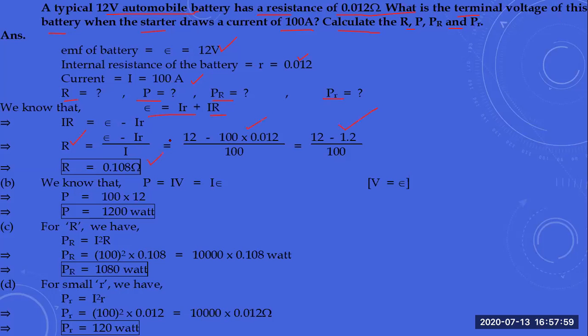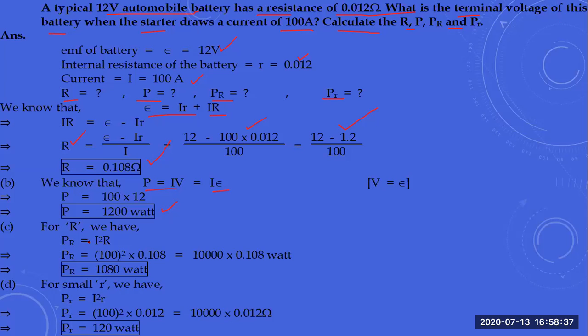That is 0.108 ohm. We know the formula to calculate power is IV, and this V is the EMF. If you put the values, with 100 ampere current and EMF of 12 volt, this is the power of the battery. If anyone asks you, this is the current of the battery, and this battery is so many volt, how much power does it have, you will multiply the current with the EMF of the battery, and then you will be able to calculate the power of the battery.